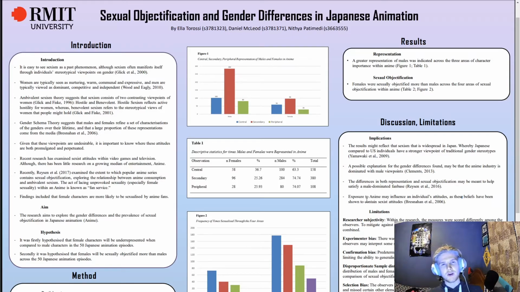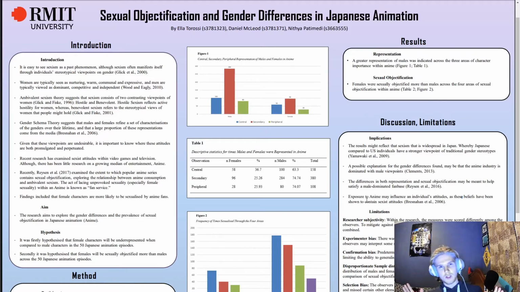Gender schema theory puts out this idea that males and females learn how to act from the role models around them. Gender schema theory also puts out this idea that we learn these representations from the media that is provided to us. And so we wanted to investigate one of these mediums, and one of these mediums is Japanese animation. And some research has been done on this.